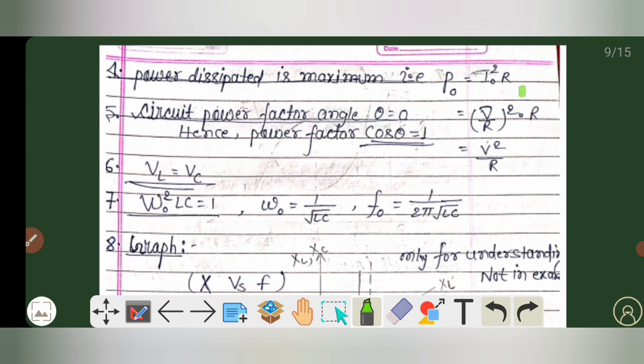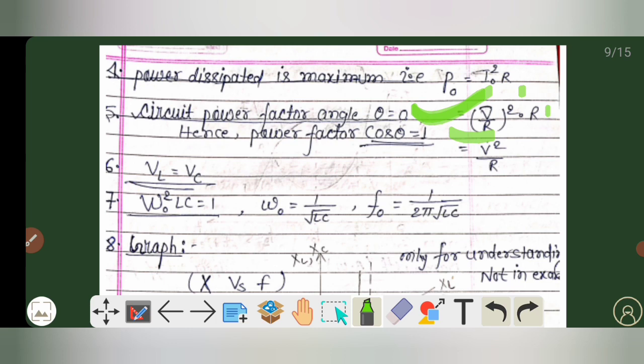And my dear friends, if we talk regarding the power factor angle, then in case of series resonance, the angle between the voltage and current is 0, that is, the circuit is purely resistive in nature. So the value of cos phi, that is the power factor, will be equal to 1. This is also the value of power, I square R or V square by R.